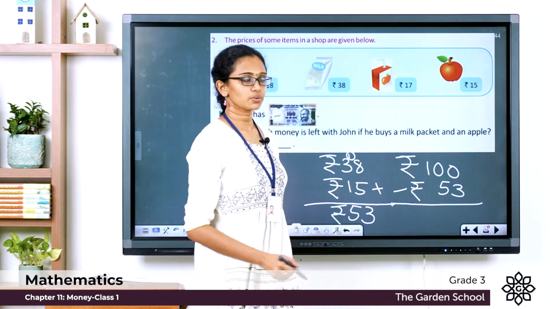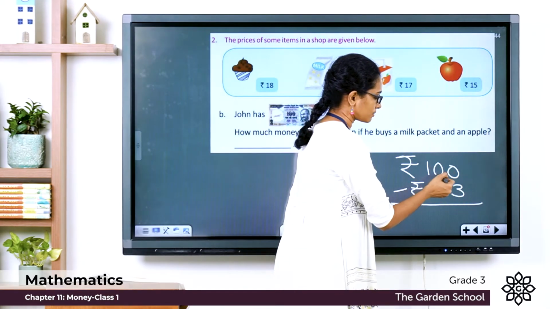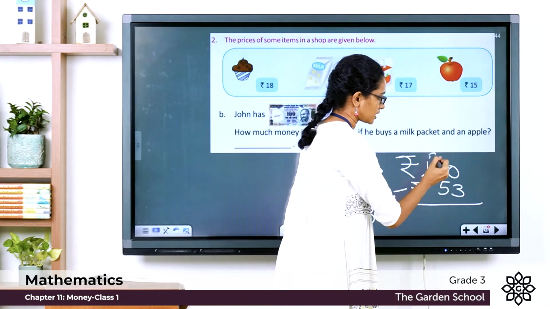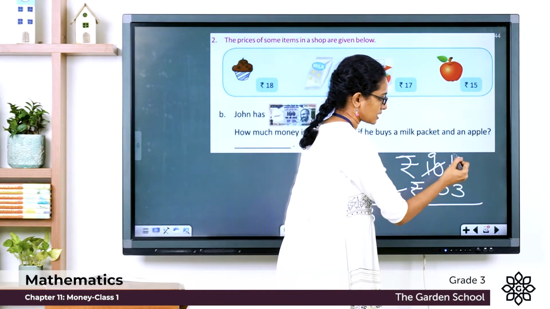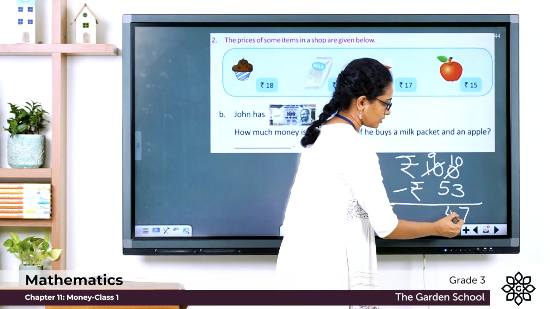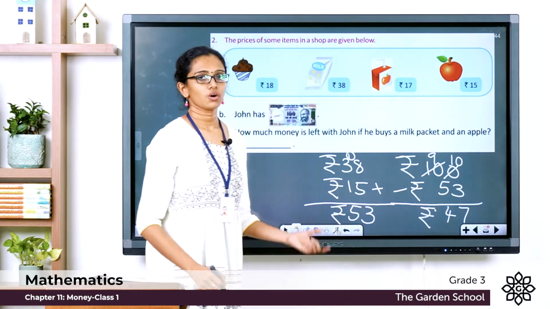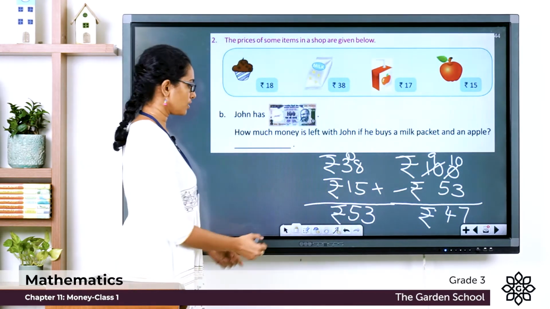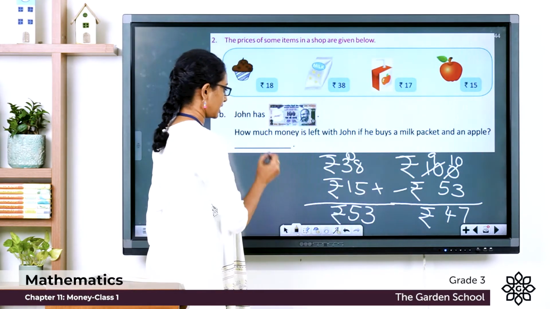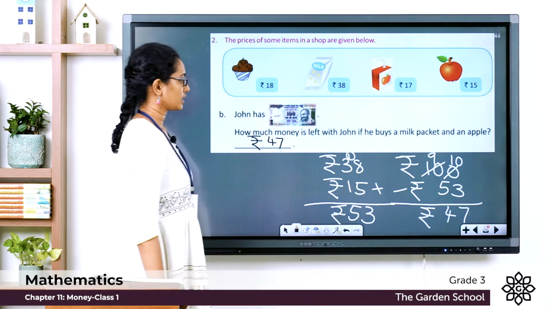So that is equal to 0 minus 3, we cannot do. So let's borrow from the next place. So this part becomes 9 and this part becomes 10. So here it is 10 minus 3, 7, and 9 minus 5, it is 4. So the balance amount he will receive, or he will be left with, is rupees 47. So let's write rupees 47 here.